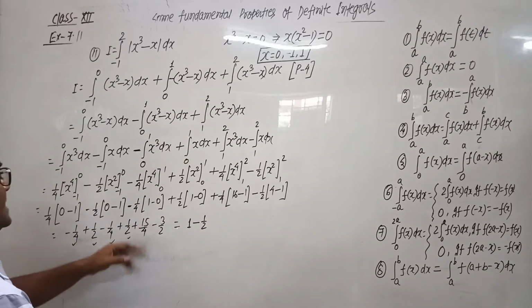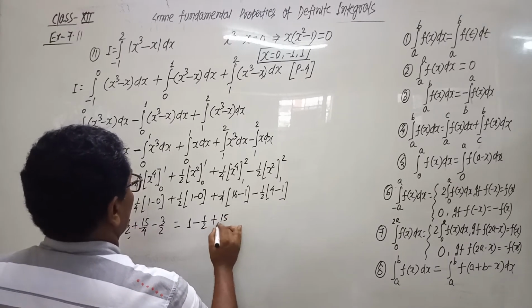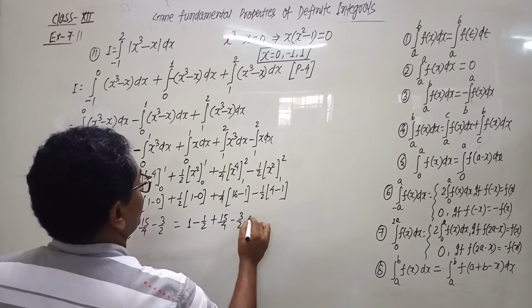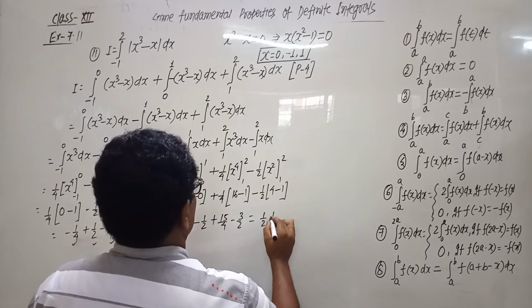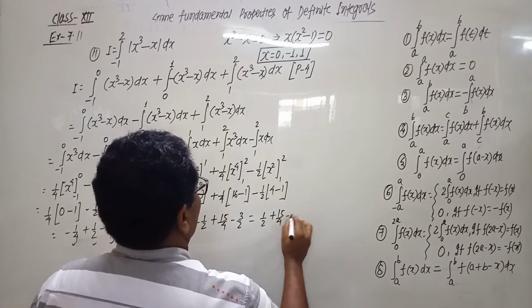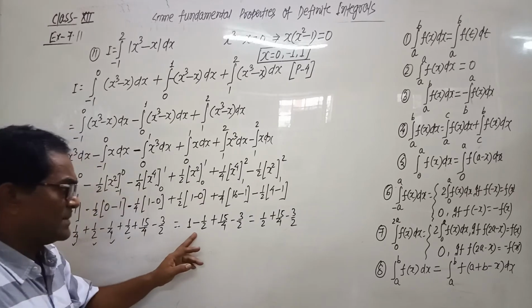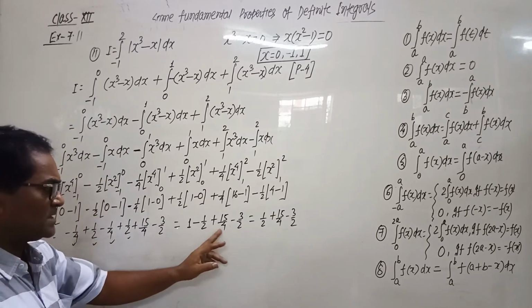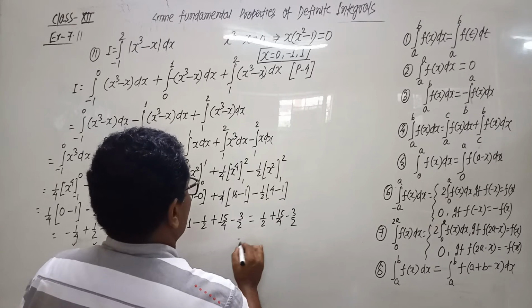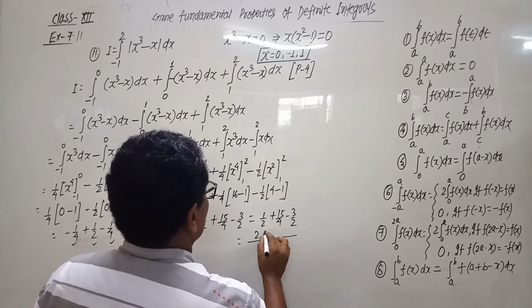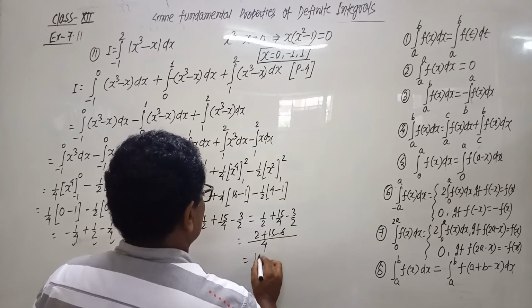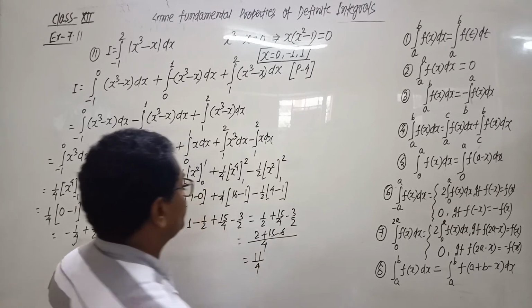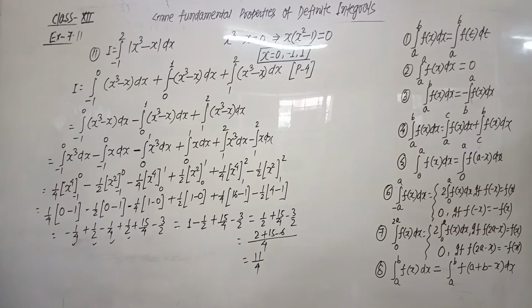And then it remains plus 15 by 4 and minus 3 by 2. 1 minus 1 by 2, it gives 1 by 2. So 1 by 2 plus 15 by 4 minus 3 by 2. Now take LCM 4, 2 plus 15 minus 6. So 17 minus 6, 11 by 4. So this is the answer.